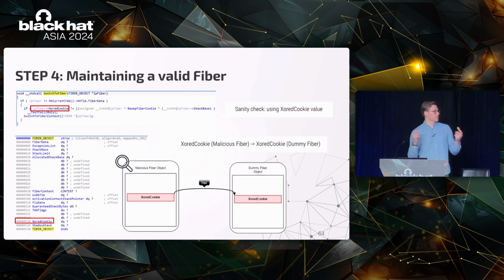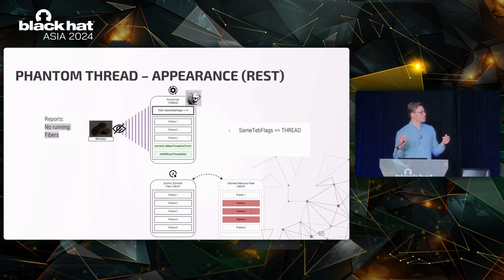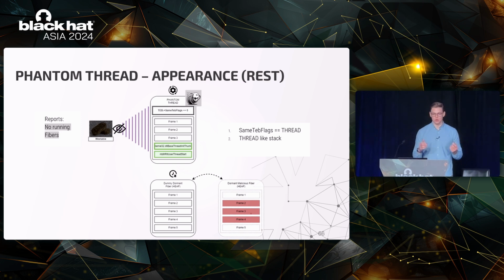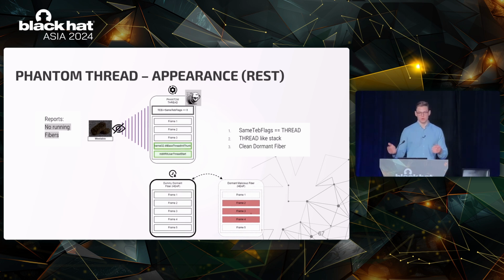So when switching to a dummy fiber, if we want to switch to this permanently, we need to also pass a sanity check, and that's based on this value known as the XORed cookie value. Basically, to do this, we transplant that cookie and we regenerate it, and we copy it into our dummy fiber object. So when we put this all together, we get a fiber that has the same TEB flags field as that of a thread. We have no fiber start routines in our call stack, and the malicious fiber object is masked in addition to the currently running fiber.